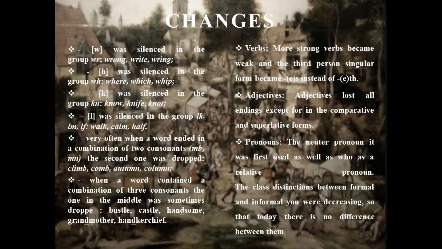Very often when a word ended in a combination of two consonants, the second one was dropped. When a word contained a combination of three consonants, the one in the middle was sometimes dropped. Such phonetic changes widened even further the discrepancy between spelling and pronunciation. More strong verbs became weak and the third-person singular form became -es instead of -eth. Adjectives lost all endings except in the comparative and superlative forms. The neuter pronoun it was first used, as well as who as a relative pronoun.